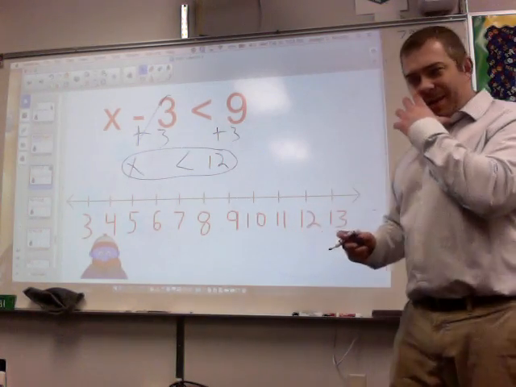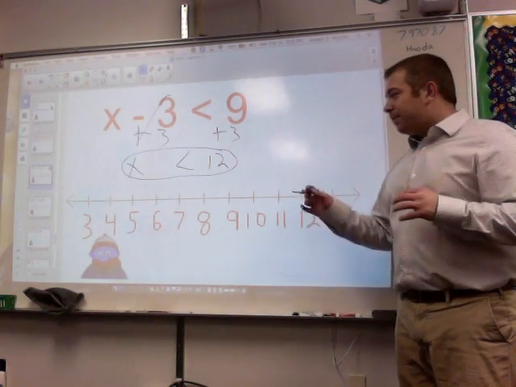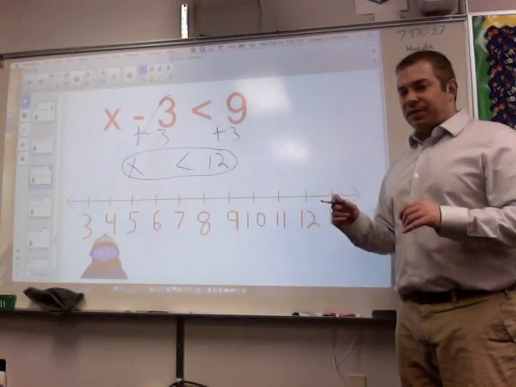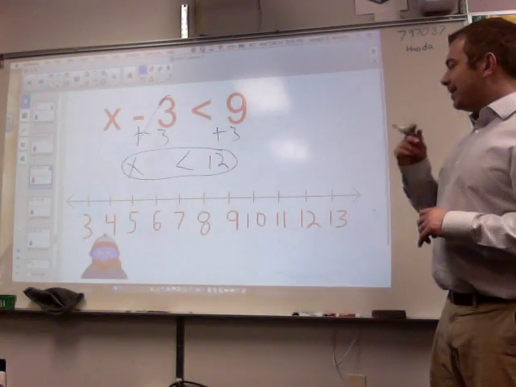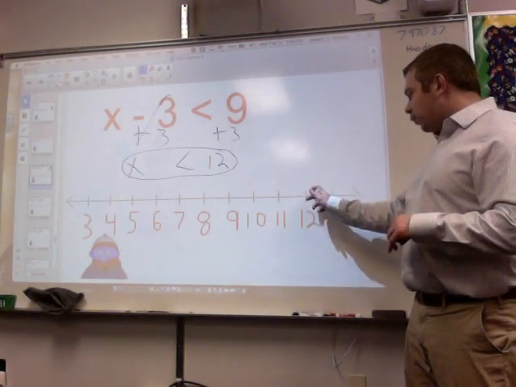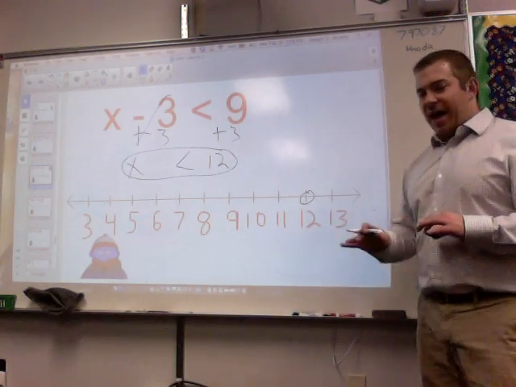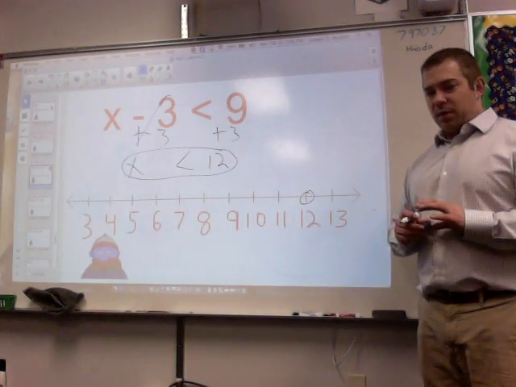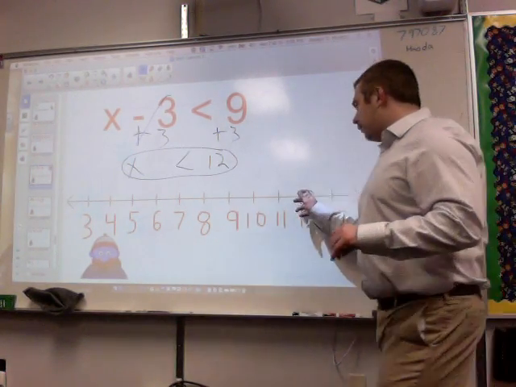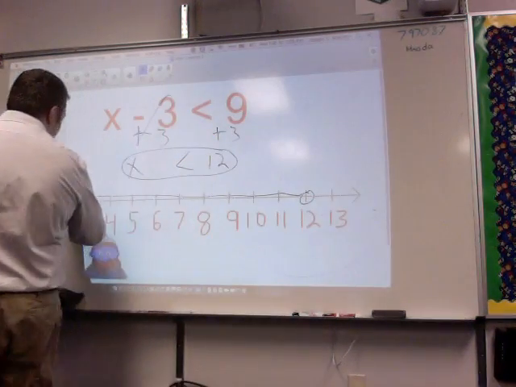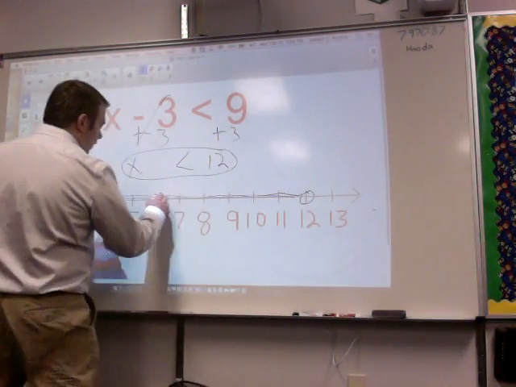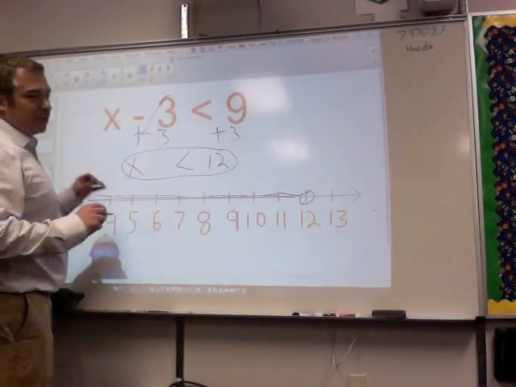Okay? Now I might have made a mistake in the last lesson. I probably did with graphing these, but let's see something. If x is less than 12, here's 12 on my number line. I have an open circle there. Okay? If it's less than 12, it's going to graph like this. Fill out this whole line right here and draw an arrow because it goes on forever.